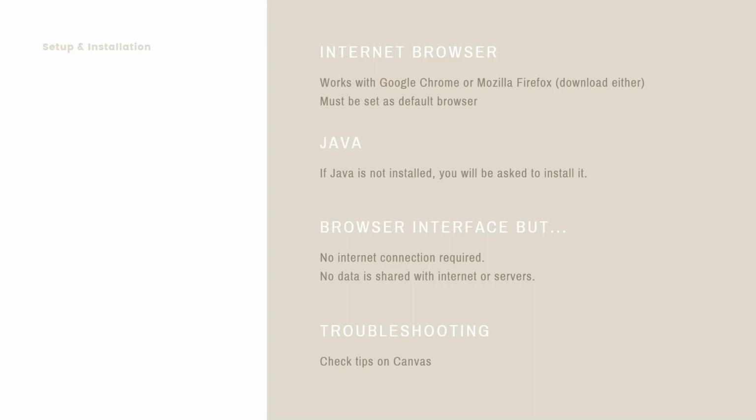OpenRefine is a Java program that runs on your machine, and it's a desktop application that uses your web browser as a graphical interface. So there's no internet connection that's required even though your browser is open, and none of the data that you import into OpenRefine actually goes to a server or online. So you don't have to worry about that. If you don't have Java installed, you will be asked to install that as well.